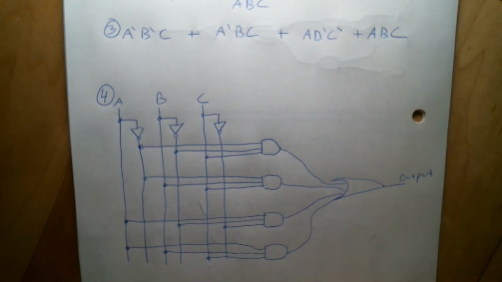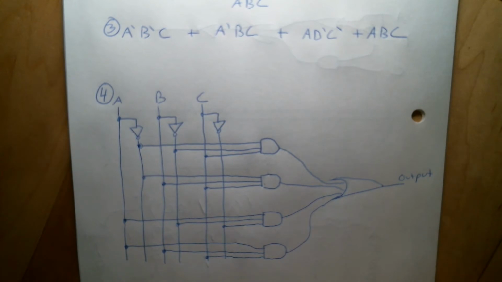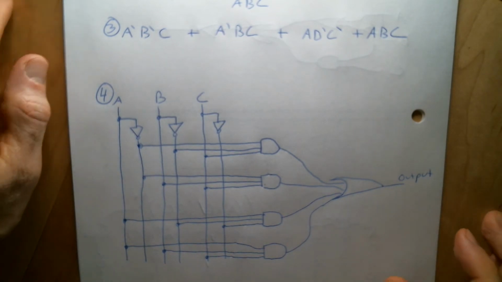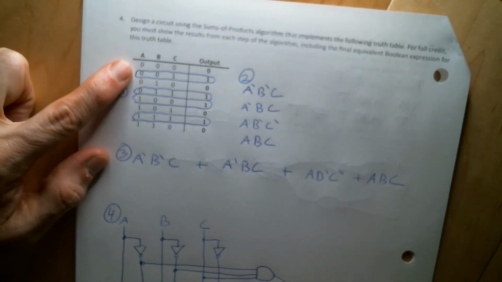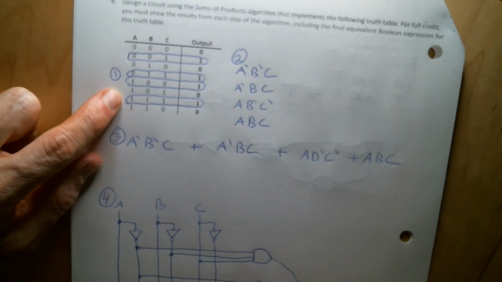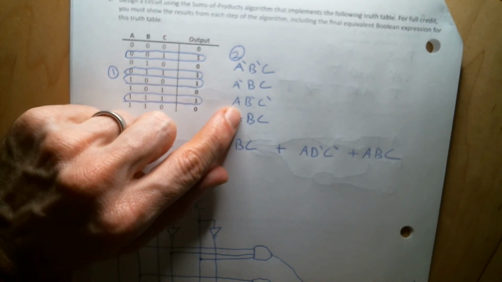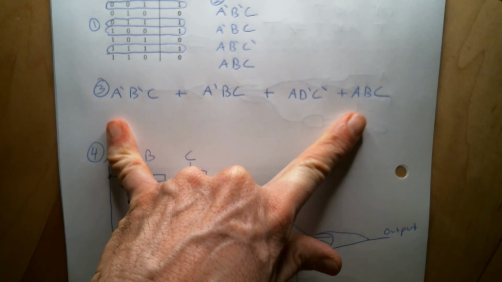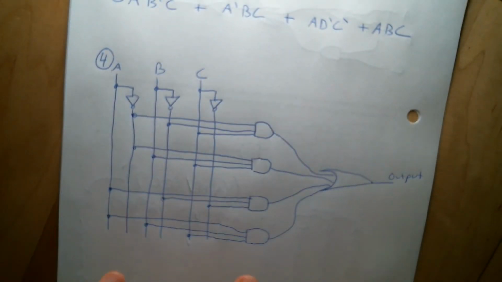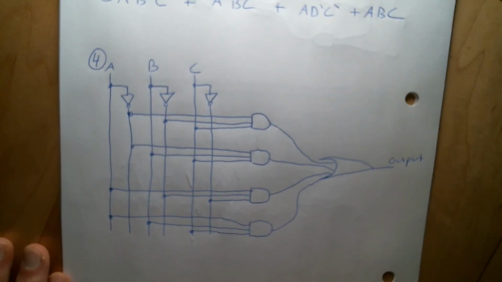All right, so this is the sum of products algorithm, and I can pretty much guarantee you this is going to show up on the test. So you start by identifying the rows that have ones. Then you write the expressions for those individual rows. Then you write the combined expression where they're all being ORed together. And then you use that combined expression to draw your diagram.